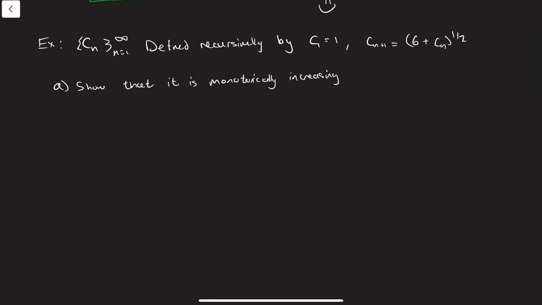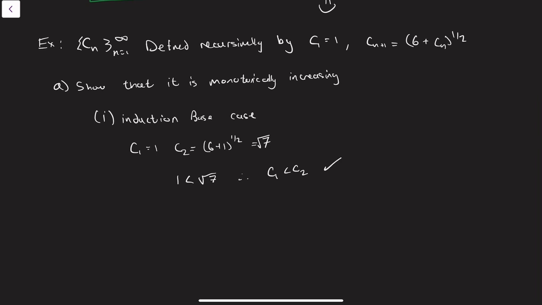Right. So we'll have this kind of sequence, and we need to prove monotonic increasing, just as we did in the previous example. All we're going to do is reconstruct our induction process. So first, the induction base case. C1 is equal to 1, and C2 is going to equal (6 plus 1) raised to 1/2, which is just root 7. We can say then that 1 is less than root 7. Therefore, C1 is less than C2, which is good.